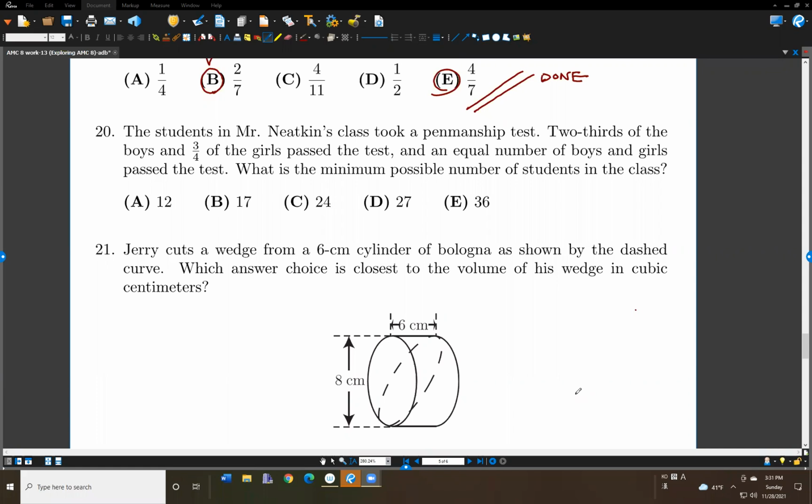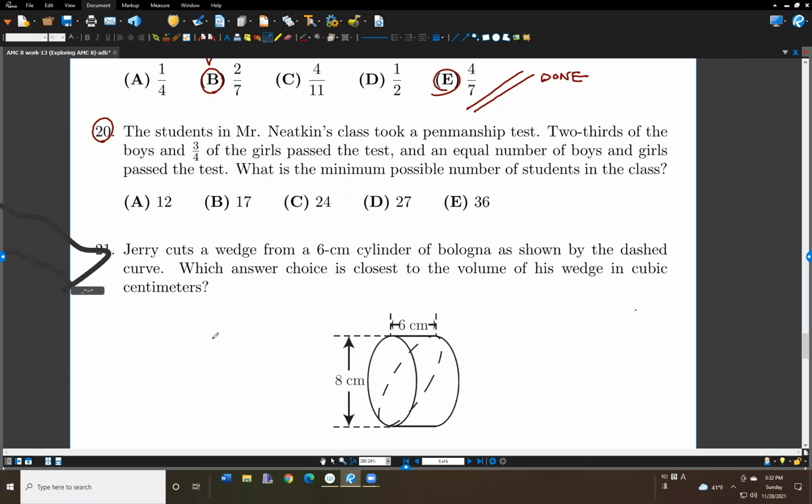Okay, so this is work 13. We did up to number 15. So what 15 year AMC tests all finished. Okay, so this is work 13 and from 20 to 25. Now let's finish this one, number 20 over here.